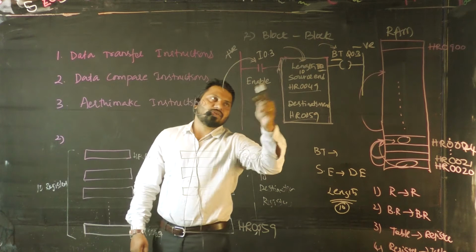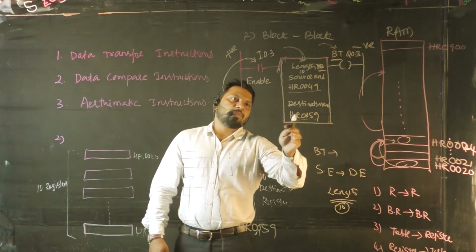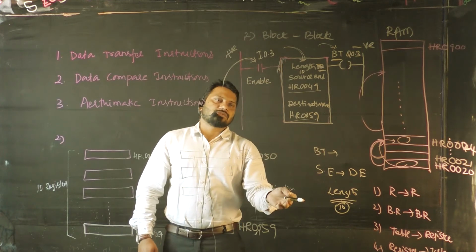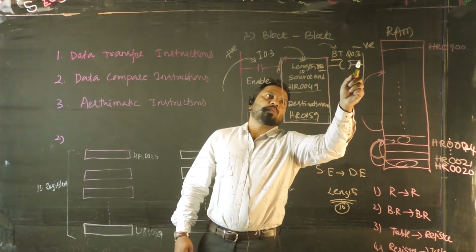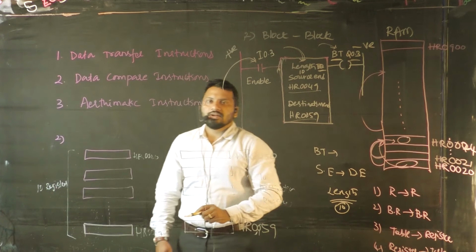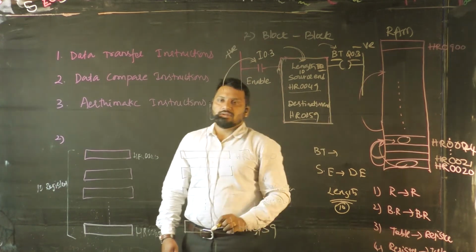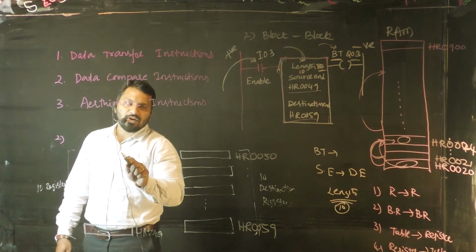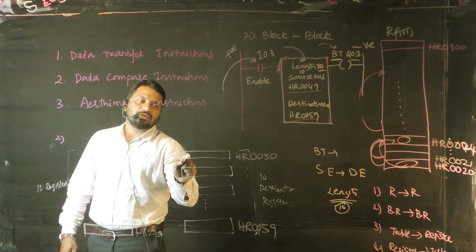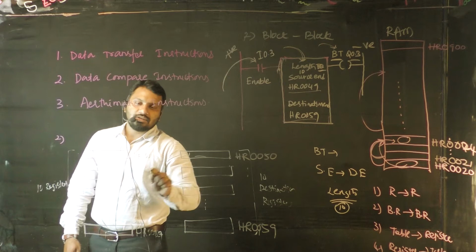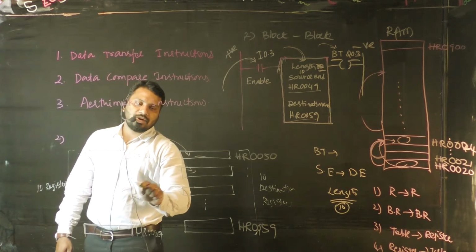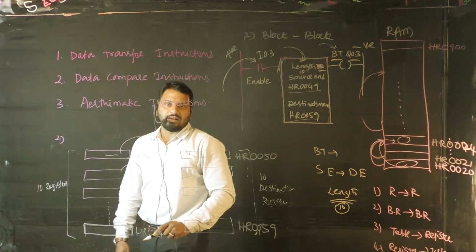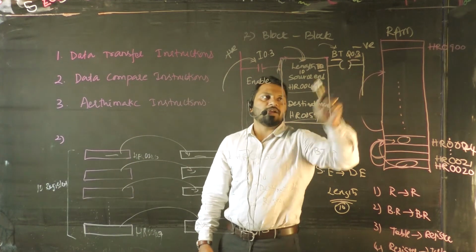By the end of the transfer of the 10 registers of data from source to destination, this output is going to be high. Up to that time, this output is going to be low only. That means one by one the registers are transferred. This data will move to here, this data will move to here, this data will move to here. Like that, by the end of the 10 registers of data, this output is going to be high.